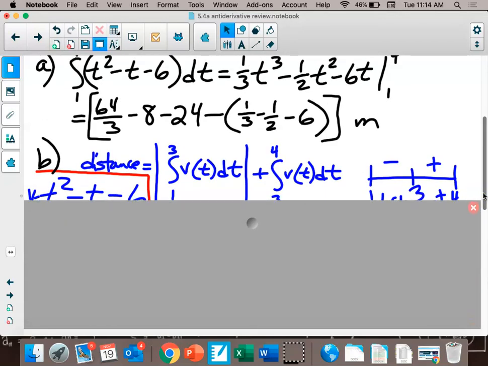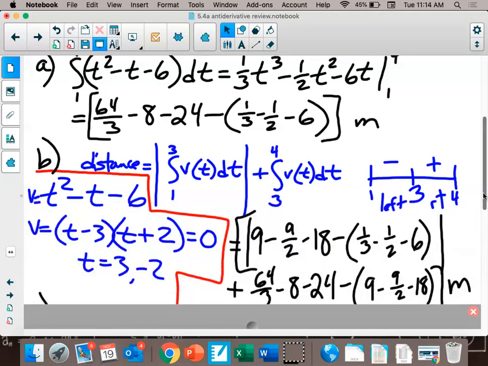Anyway, distance is the integral of the absolute value of velocity. How do you do an integral of an absolute value function? You can't. You have to convert it to piecewise, and then you integrate piecewise. How do you convert this to piecewise? It's a quadratic. Really, what you're doing is you find the zeros: set the velocity equal to 0, find the zeros, make a sign line, and we're only going 1 to 4.